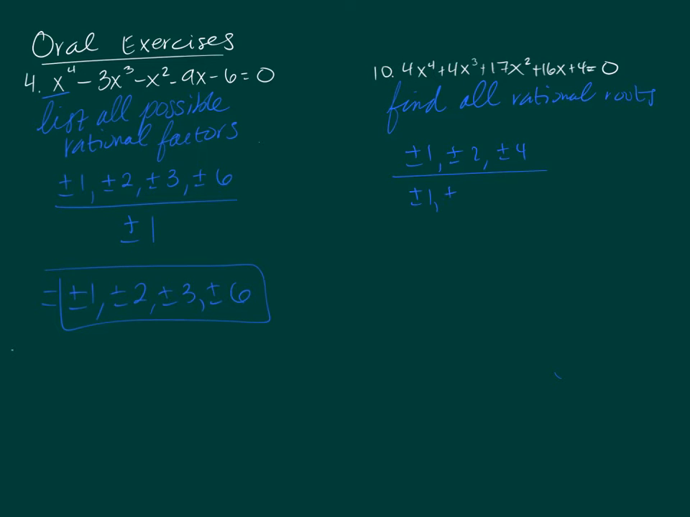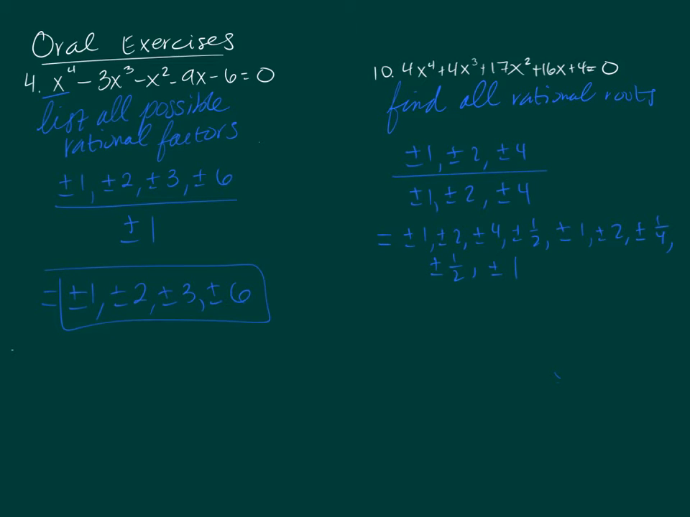So plus or minus 1, plus or minus 2, and plus or minus 4. So my possibles are going to be plus or minus 1, plus or minus 2, plus or minus 4, plus or minus 1/2, plus or minus 1, plus or minus 2, plus or minus 1/4, plus or minus 1/2, and plus or minus 1. If you notice though, we have a couple of repeats.